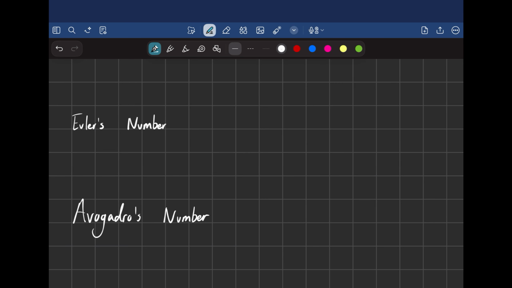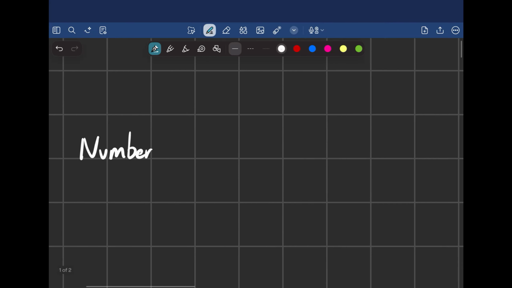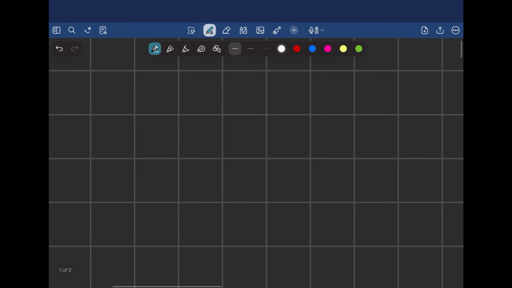I wanted to just yap about some numbers and math topics for you guys because I thought it would be fun. I have a few I want to bring up, but I won't go to too many since there's a lot of fun topics that exist. But the first one I wanted to talk about is Euler's number.